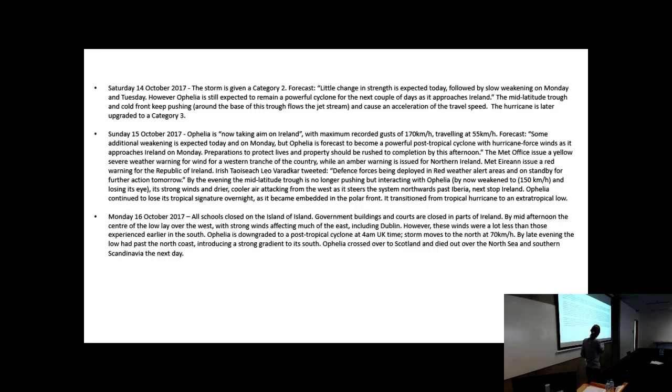On the Saturday, it becomes a category 2, and the forecast is it's not going to strengthen. It's fine, we're all good. By the evening, it's actually turned into a category 3. Sunday is where it's now taking aim on Ireland. This is where we start to get all the weather warnings. Ports are getting closed, airports are getting closed. You can read this yourself. There's a lot of tweets going around the world at that point. And then Monday is really when it hits Ireland. By the evening, it's gone over, it's gone past, and that's the end of it.